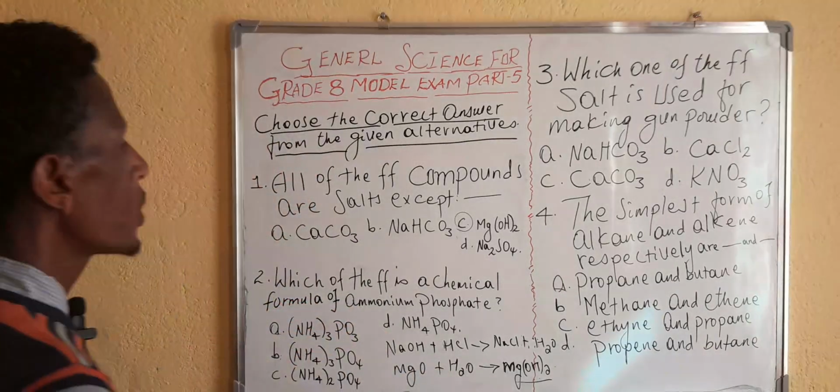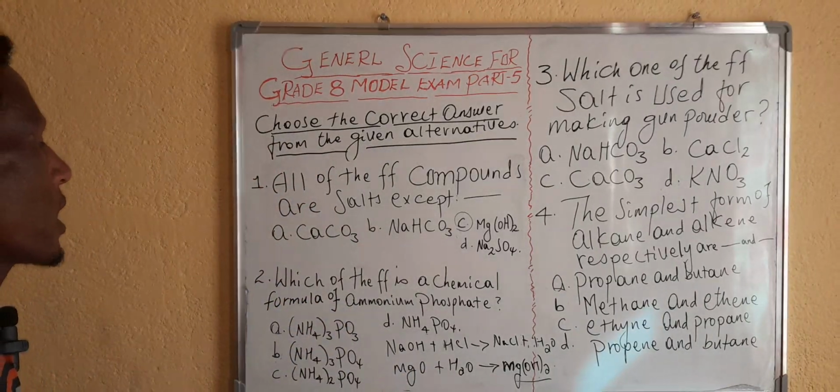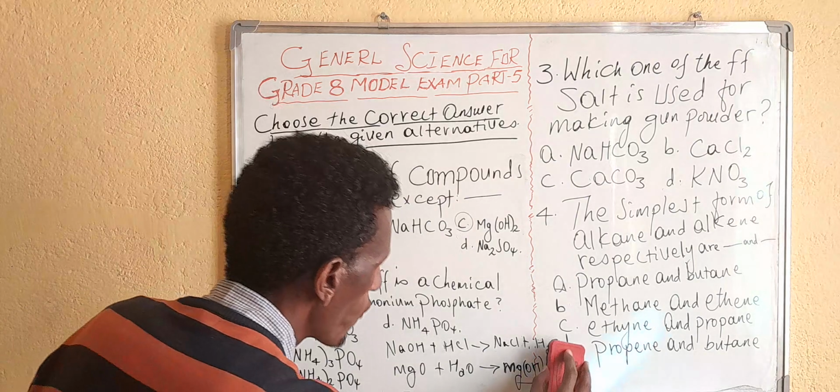Okay. Question number 2 says which of the following is a chemical formula of ammonium phosphate?